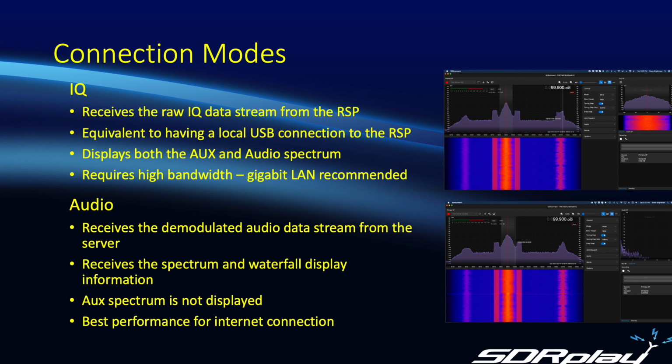The second mode is audio. What that does is it receives the demodulated audio stream from the remote RSP connected to the server, and also information that allows it to display a spectrum and waterfall. The auxiliary spectrum in this case is not available, but you can still see the audio spectrum. This is the best compromise for use over the internet, where you're unlikely to have enough bandwidth available to send the full IQ data stream.